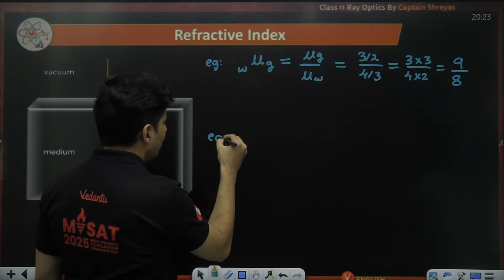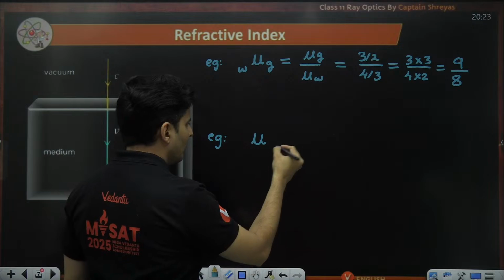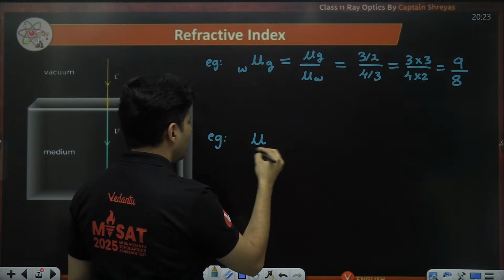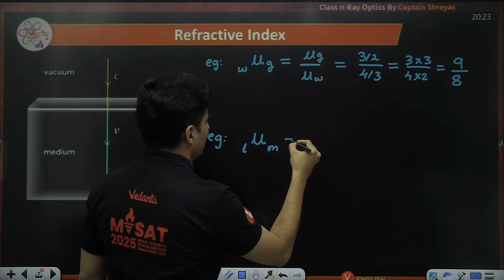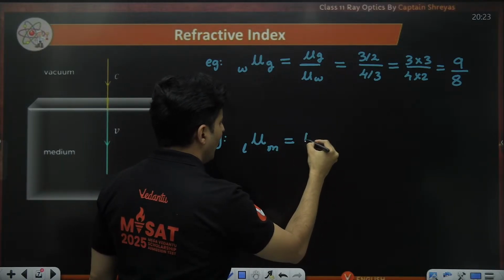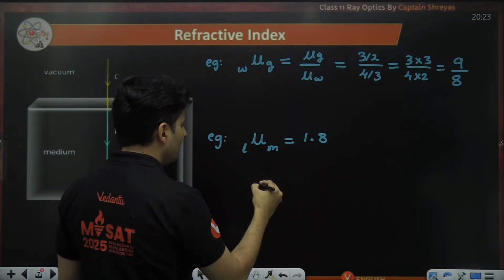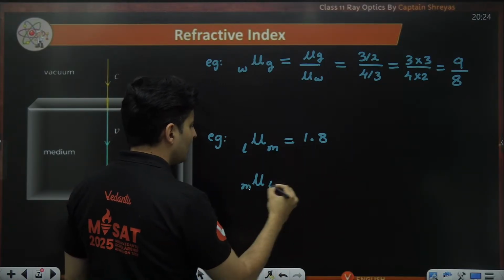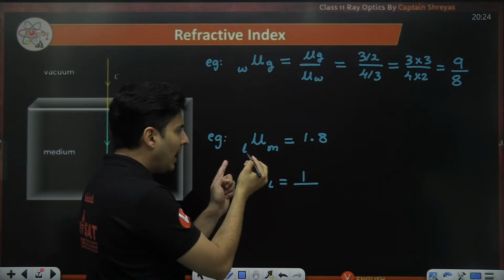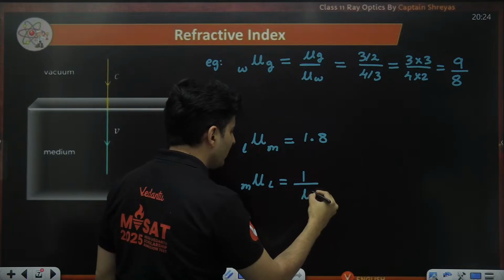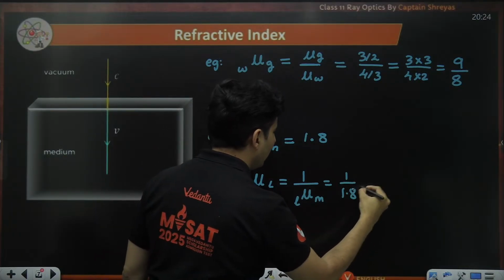Okay. Another example. Let's say the refractive index of some material, let's say L with respect to M, is equal to, let's say, 1.8, some random value. Then what is the refractive index of L with respect to M? This answer will be just the reciprocal because you can see the path of light has reversed. So this will be the reciprocal of L mu M, which is 1 by 1.8.